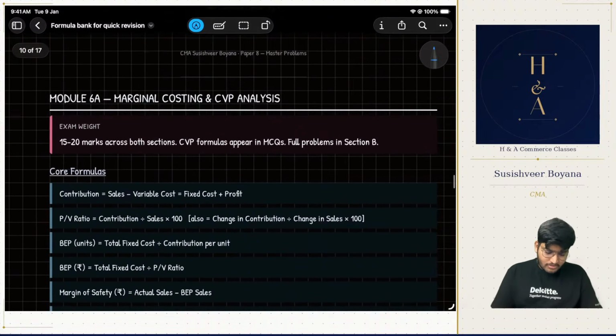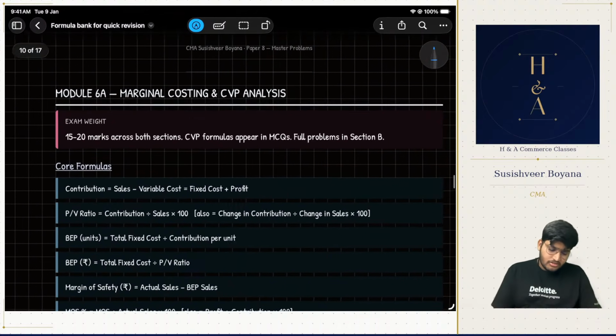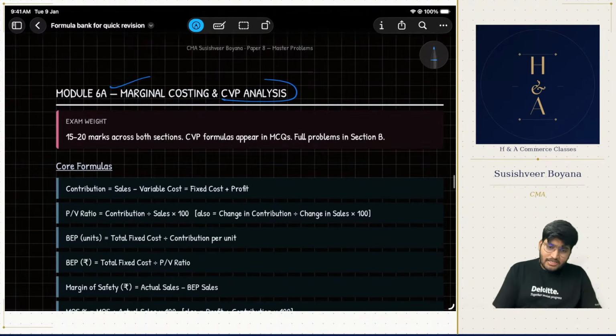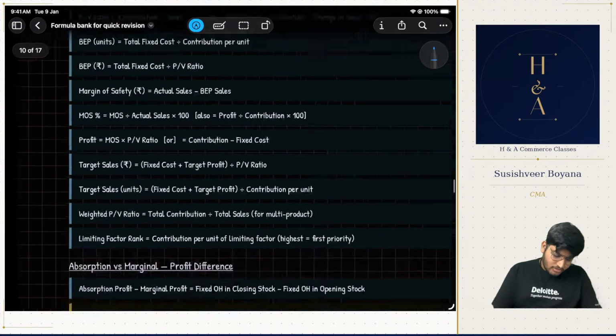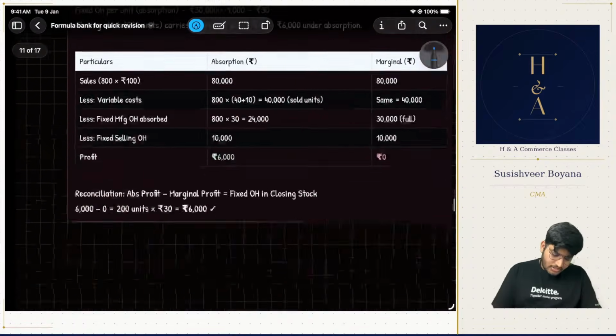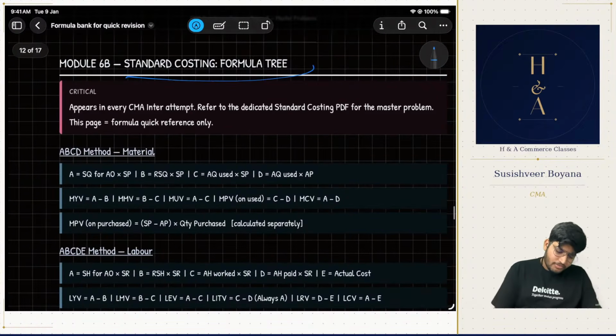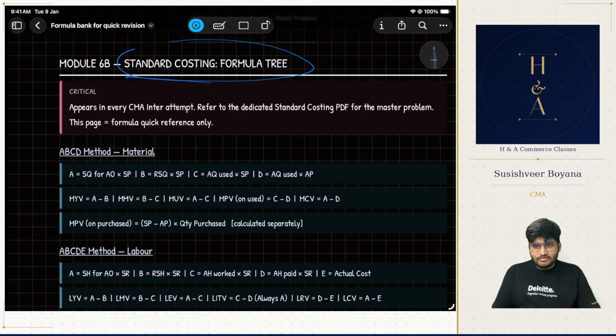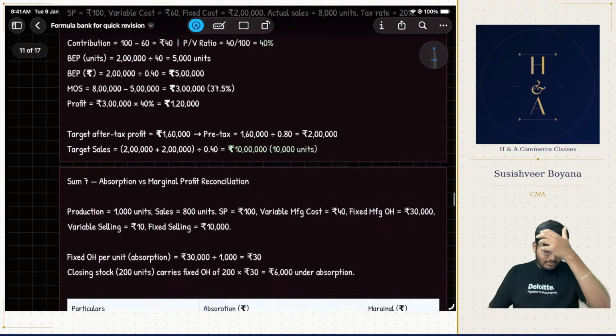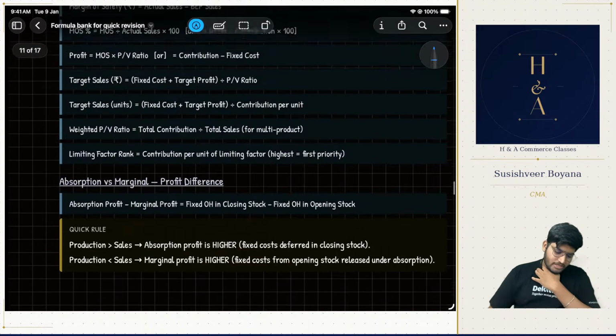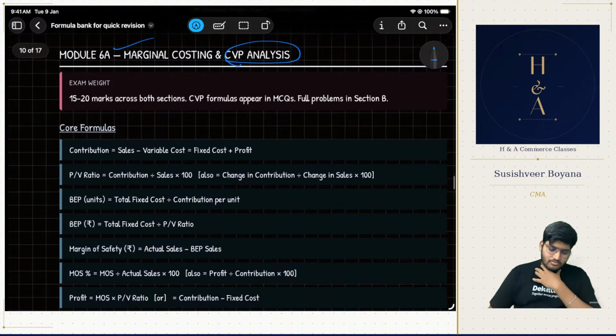Right, now comes our beautiful favorite chapter, marginal costing and CVP analysis. Along with this, we also have another favorite, beautiful chapter, standard costing. I'm going to take you through a master example for standard costing. But in the meantime, we'll look at the very simple sums from marginal costing and CVP analysis, right?